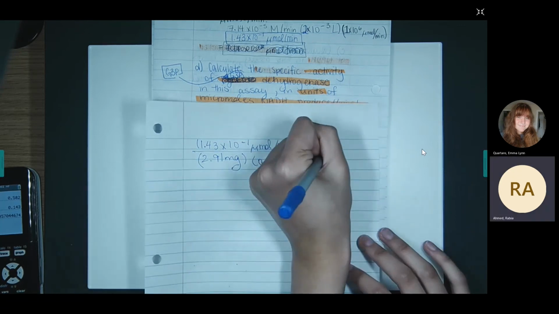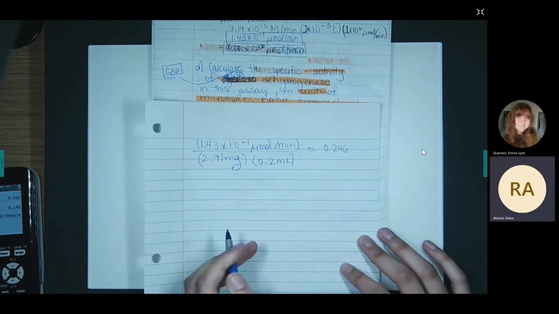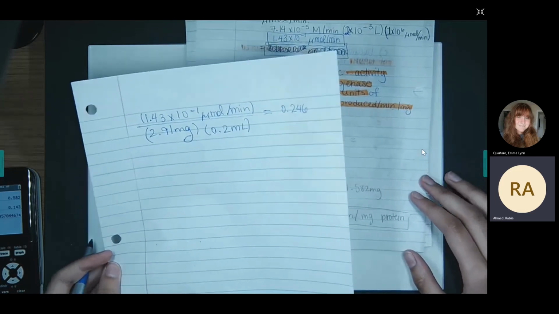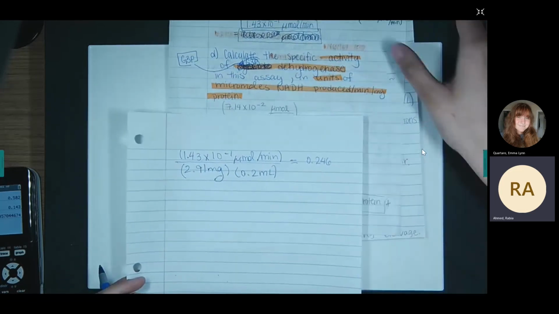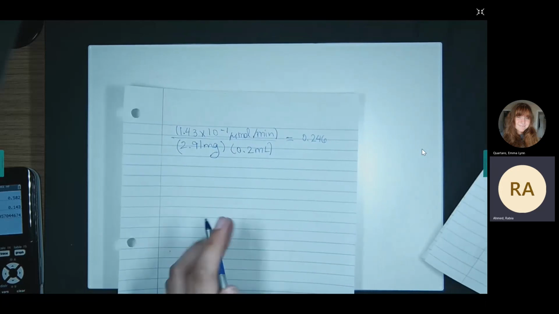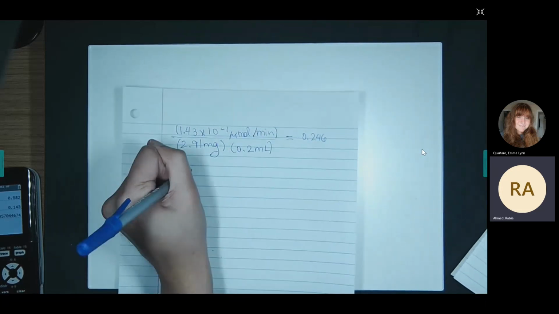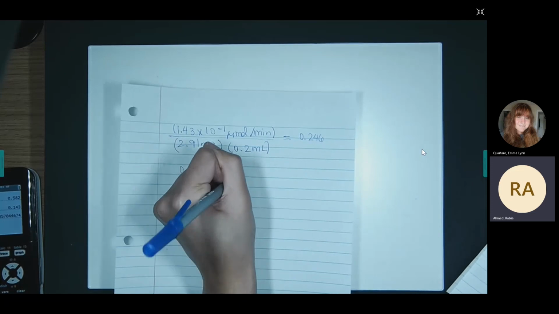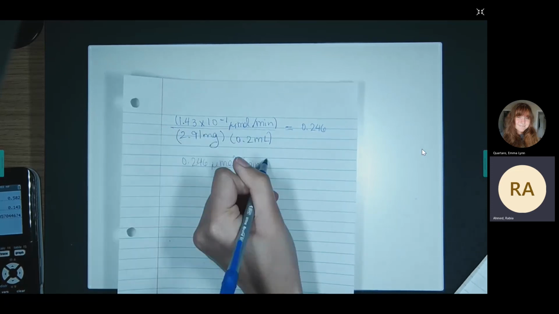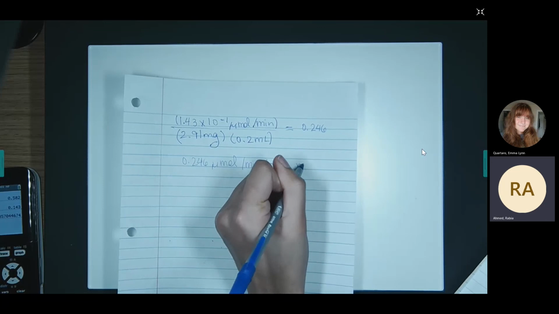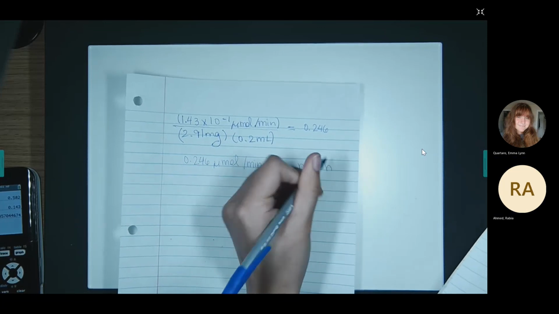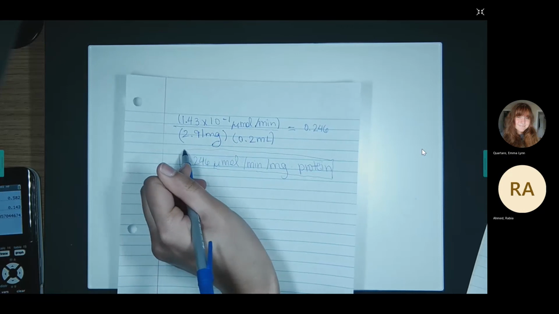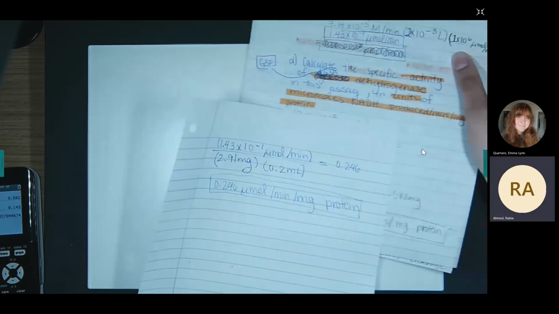So it's going to be equal to 0.246 minutes. Okay, so this is going to be, let me write it down here, 0.246 micromoles per minute per milligram protein. So we get the units from the problem straight in here.